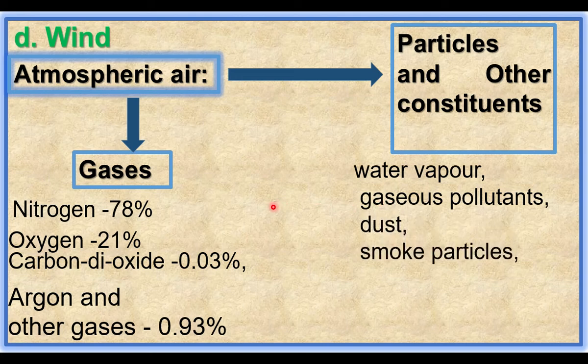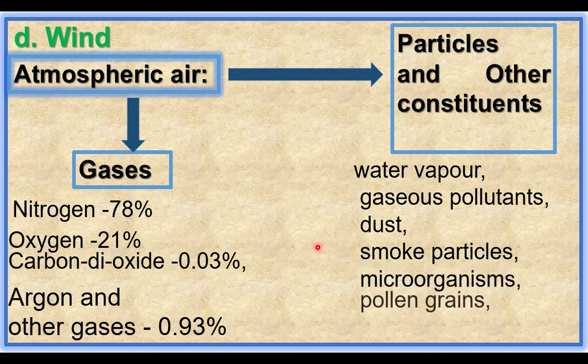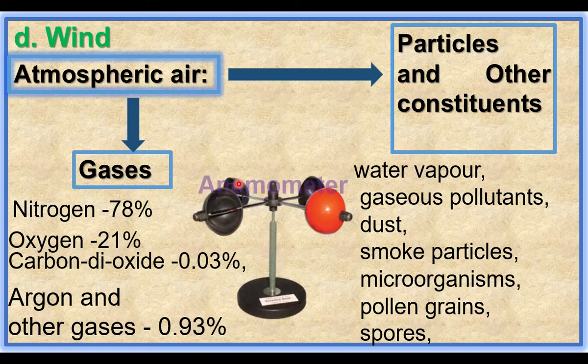Smoke particles are formed due to incomplete burning of substances, and microorganisms, pollen grains, spores produced by the organisms, all are components of atmospheric air. Anemometer is an instrument. It is used to measure the direction and speed of wind.